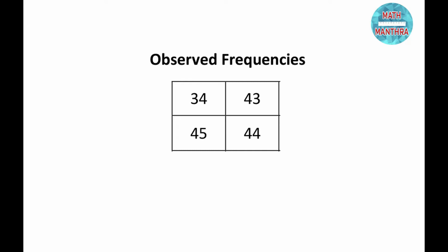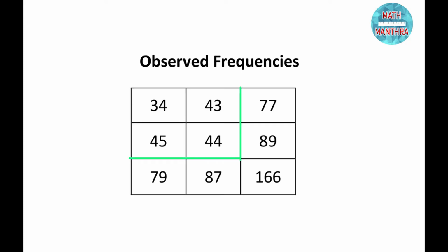Now we have to extend one more column and row here, which gives you the row total and column total along with the grand total. So 34 and 43 we add up, and we get the row total, and the remaining 34 and 45 we add up, we get the column total. Likewise we find the row total and column total for both the rows and columns, and the grand total.